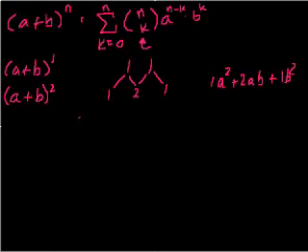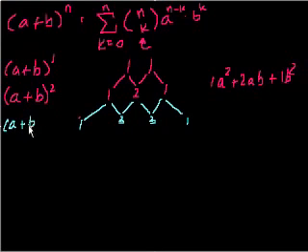Now let me arbitrarily switch colors. And so 1 plus 2 is 3. 2 plus 1 is 3. Bring down the 1. Bring down the 1. And now we have the coefficients for (a + b) to the 3rd, which was the very first thing we did.